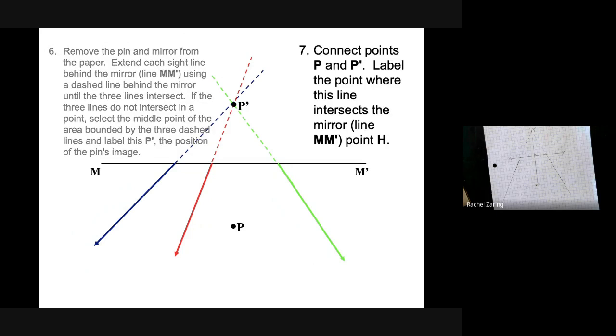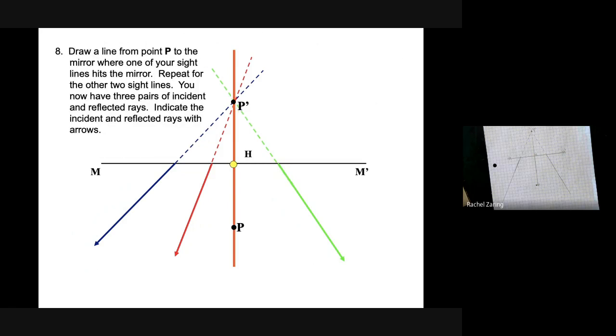Then you're going to connect the points from P to P prime. Label the point where the line intersects the mirror as point H, right there. Now we're going to just do a couple line drawings. We're really going to find where is our rays of incidence on our already constructed reflected rays that we have here on our image.